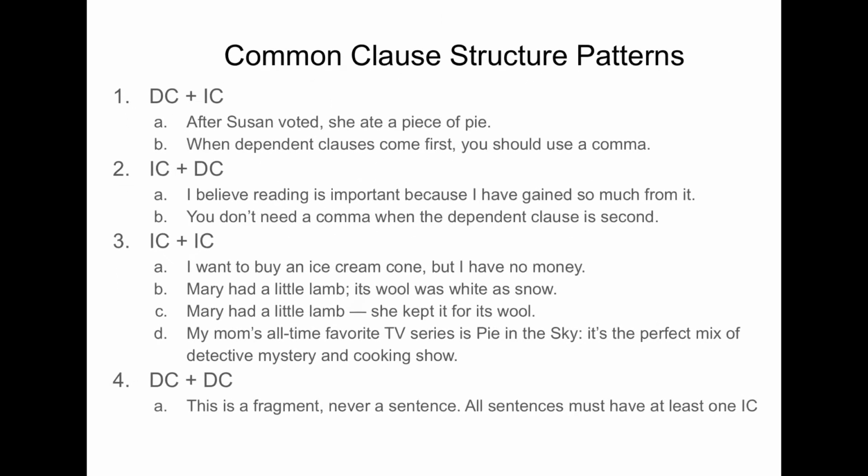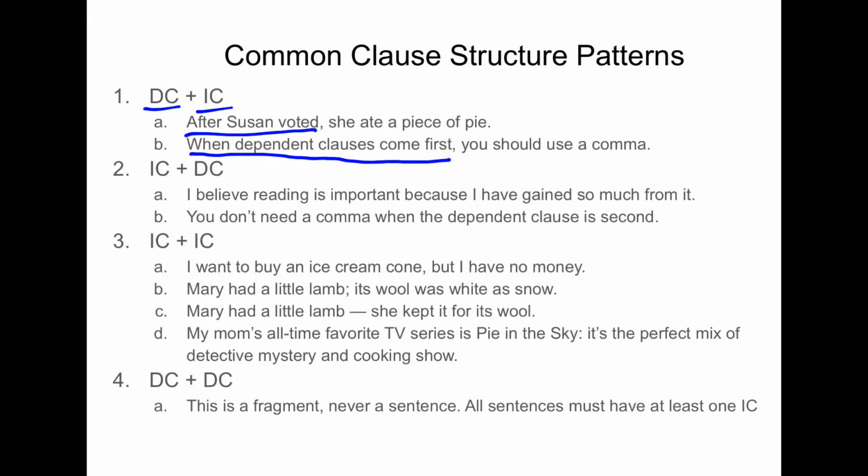So one common clause structure pattern is to have a dependent clause first and then an independent clause. So after Susan voted, it has a subject and a verb, but it can't stand alone. When dependent clauses come first, the usual pattern is we put a comma between the clauses.